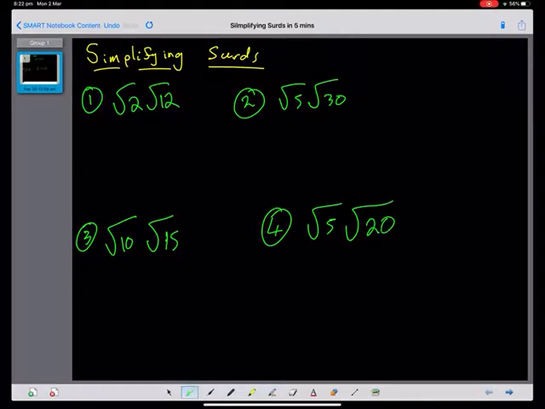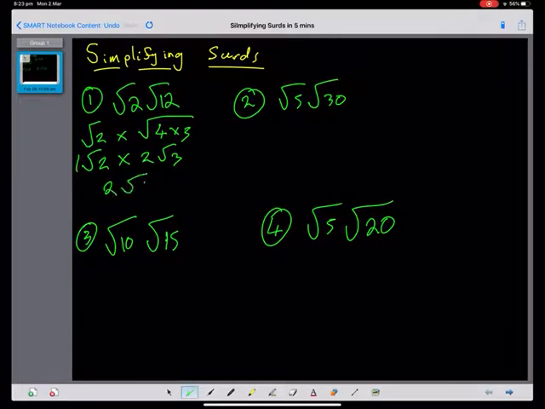Okay, so hopefully you've paused the video, and let's have a look at these. So we've got root 2 multiplied by the root of 4 times 3. Hopefully now you can recognize that this is just simply 2 root 3. And we can imagine there's a little 1 in front of there, so 1 times 2 is 2 root 6.